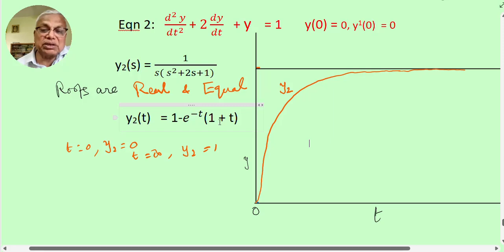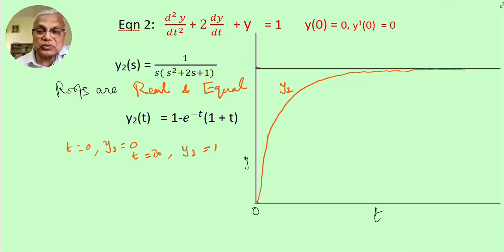But since there is no sine or cos term, there are no oscillations here. This is an exponentially decaying function, the second term. The first term is a constant, so it is 1 minus a decaying term. So it is going to rise from 0 to 1. Ultimately it will reach 1. This value is 1 there. So it rises from 0 to 1, and ultimately it reaches 1.